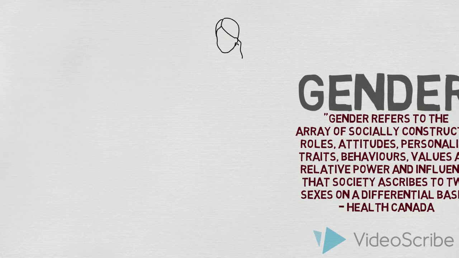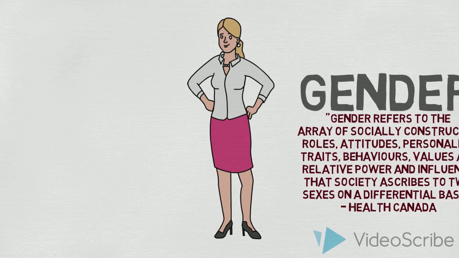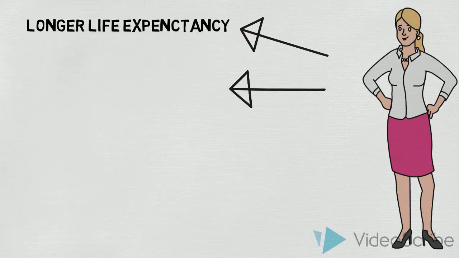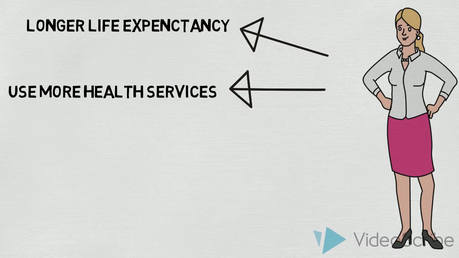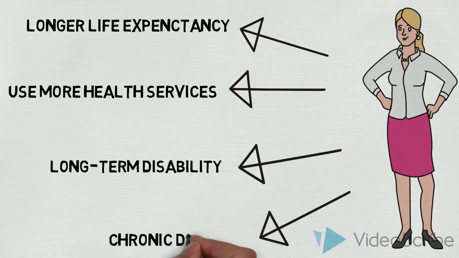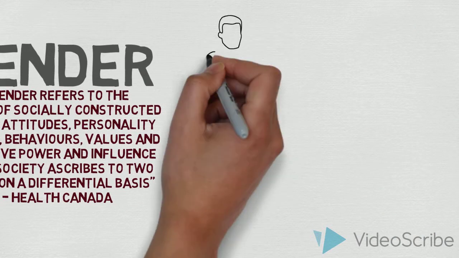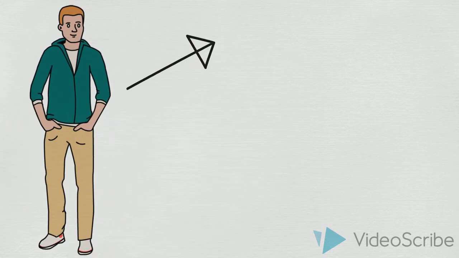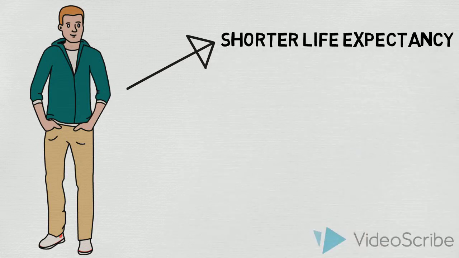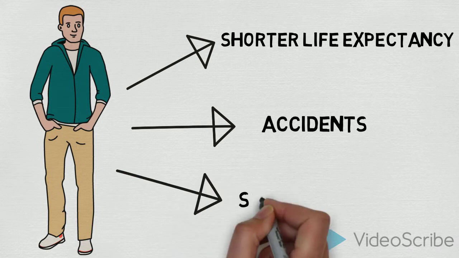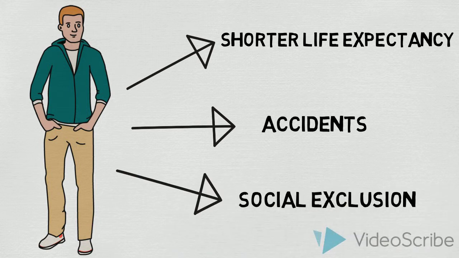First, we have the female-identified gender. Many studies have shown that women have longer life expectancies. However, among females, there is a higher usage of health services, more episodes of long-term disability, and higher chances of acquiring chronic disease. On the other hand, you have the male-identified gender. Males have a shorter life expectancy. However, this does not mean that women have superior health. Men's shorter life expectancy is linked to the fact that they are more prone to accidents, and they tend to have more extreme forms of social exclusion, which reduce their overall life expectancy.